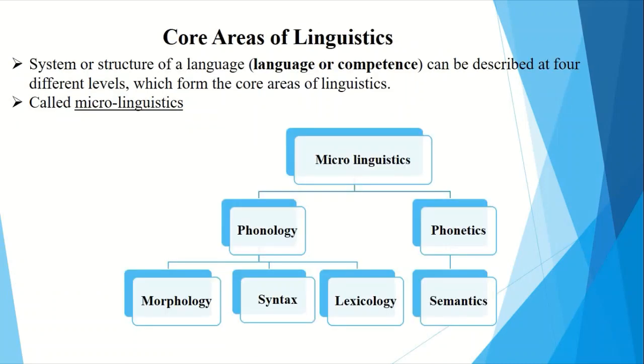Let's have a look at the core areas of linguistics. The system or structure of a language, that is language or competence, can be described at 4 different levels, which form the core areas of linguistics. These areas are called microlinguistics. In microlinguistics, we have phonetics, phonology, morphology, syntax, lexicology, and semantics.